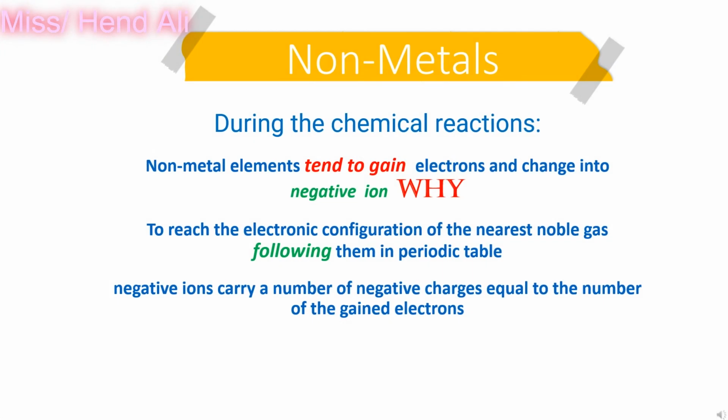Now let's talk a little about nonmetals. During the chemical reaction, nonmetals tend to gain electrons and change into a negative ion. Why? To reach the electronic configuration of the nearest noble gas following them in the periodic table. Negative ions carry a number of negative charges equal to the number of gained electrons.